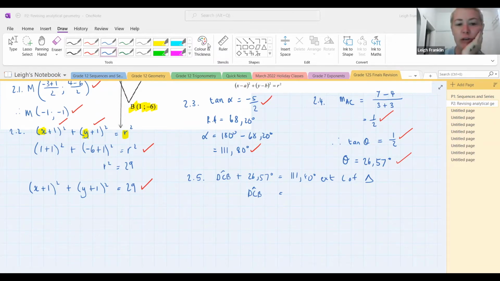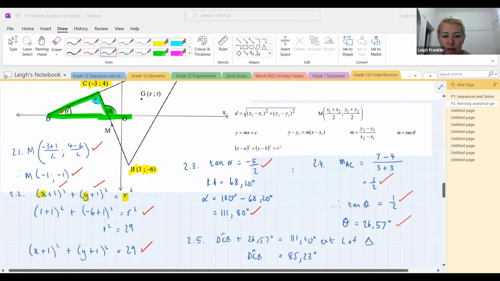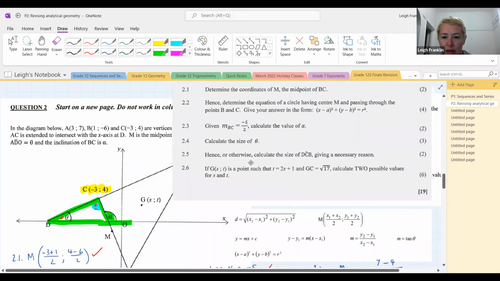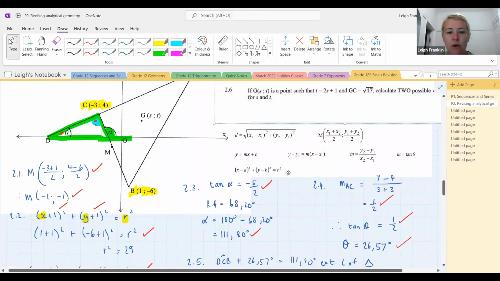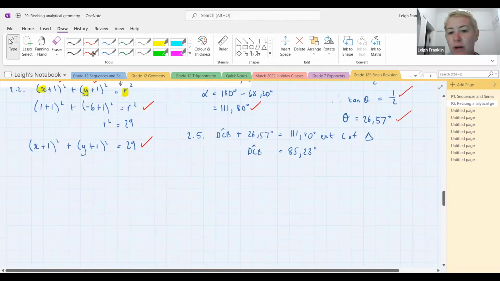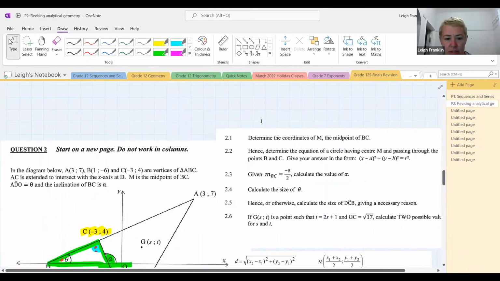Me too. Can you see that? Yes. Okay, so 85.23 degrees. Lovely. Well done, everybody. That's great. Okay, good work. So how many marks was that out of? It was out of 2 marks. Okay, so I suppose here there would have been a mark on that line without a reason and a mark for the answer. Okay, good stuff.